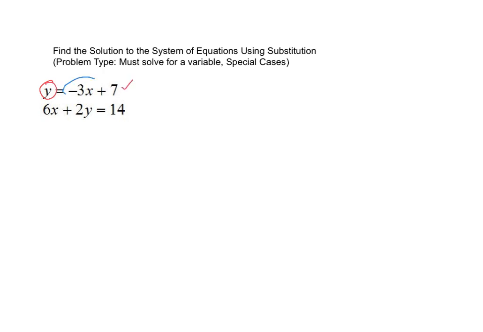I will take everything that equals that variable and replace it into the second equation. So 6x plus 2, instead of the letter y, negative 3x plus 7, and then equals 14. Then I must distribute if necessary.